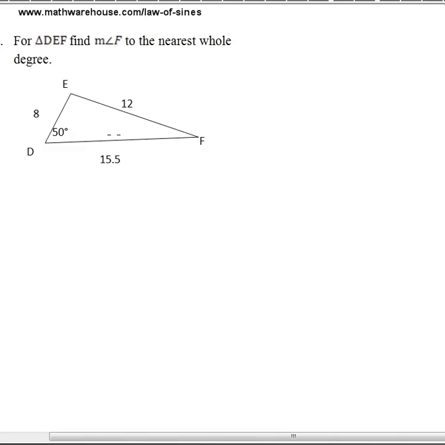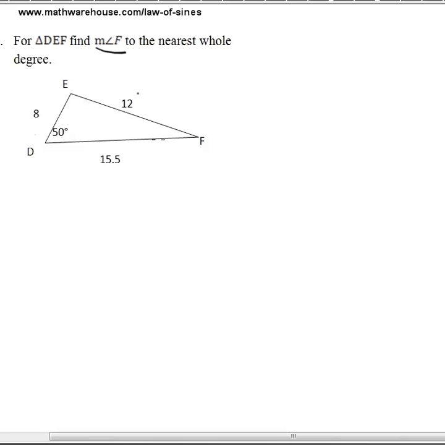Okay, so let's try another problem from the worksheet, problem 8. We have triangle DEF. We're trying to find the measure of f to the nearest whole degree. It's a little bit different. Here we're trying to find an angle, unlike the last problem where we found a side length. So remember, the first thing you're doing is trying to find a pair of opposite measurements. You want an angle and a side opposite of each other.